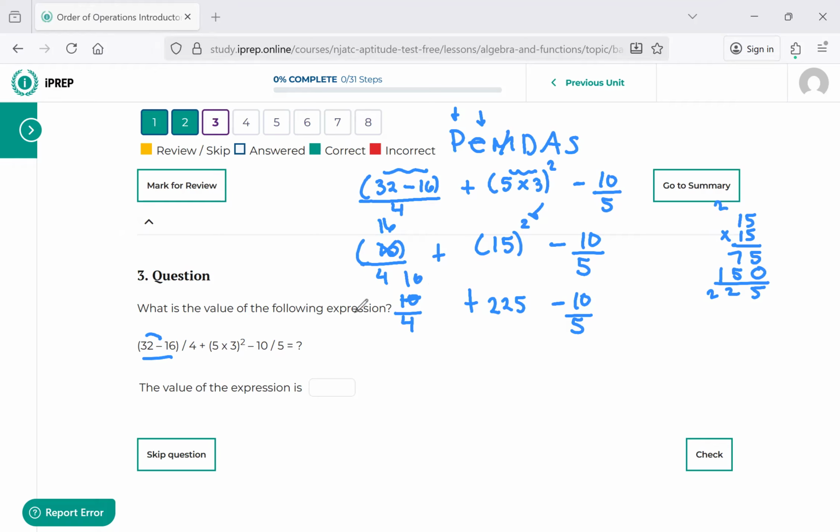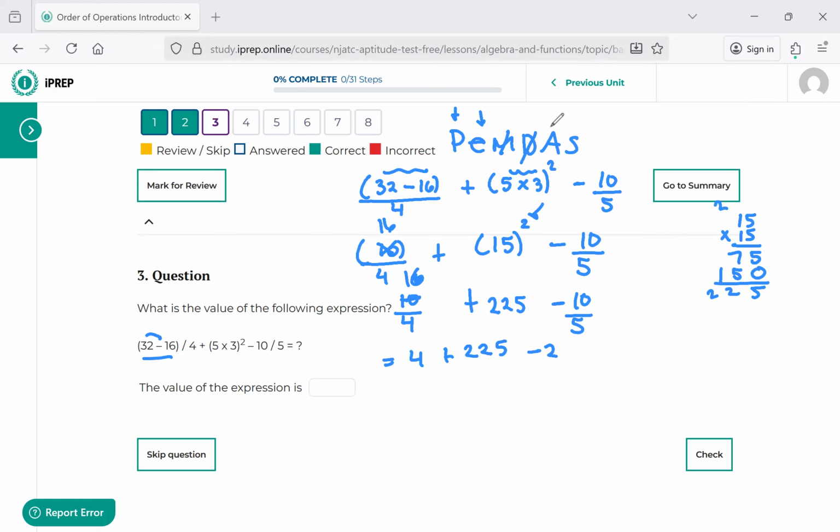There you go. That's much better. Okay, so now what we could do is do the division, because it comes out nicely. 16 divided by 4 is 4, plus 225. And then our other division is negative 10 divided by 5, which is negative 2.